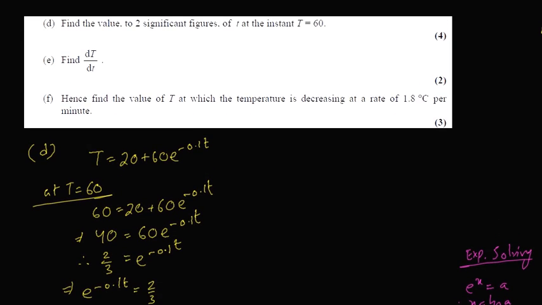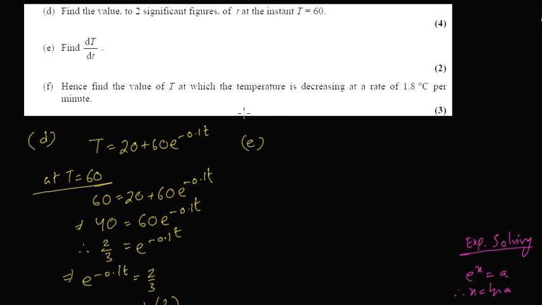Now let's do the next one. Next one is question number E. It's the derivative. So dT by dt is, if you differentiate 20, it will be 0. So remember, the derivative of e to the power anything is that thing, remember that. So the 60 would be 60, e to the power minus 0.1 t, but remember the chain rule. So the chain rule is the derivative of minus 0.1 t, which is going to be minus 0.1. So this would be minus 6 e to the power minus 0.1 t. That's the derivative of the exponential function.